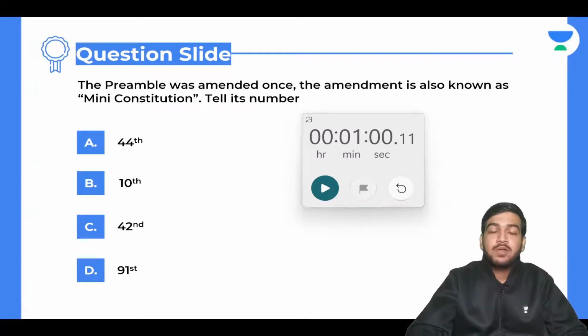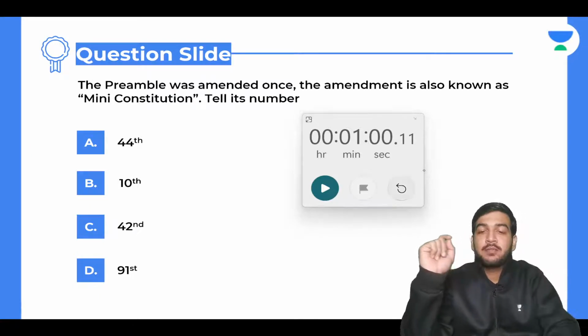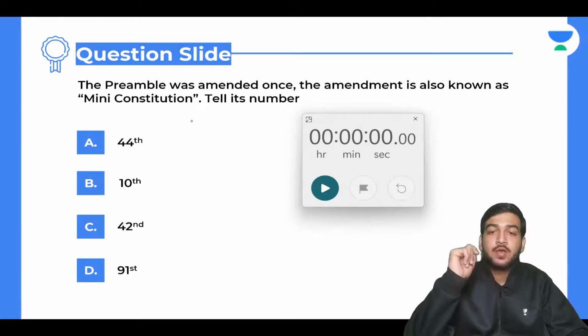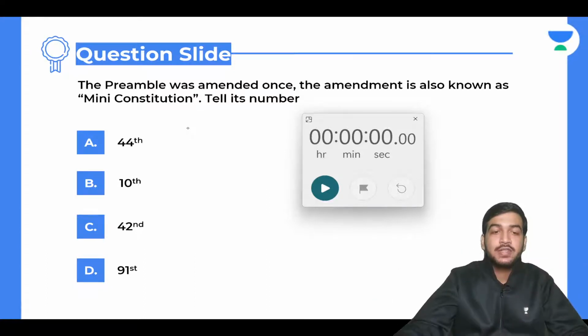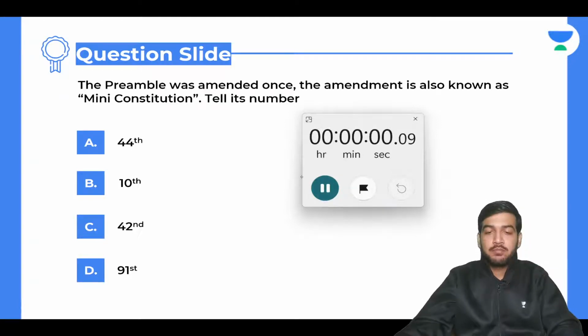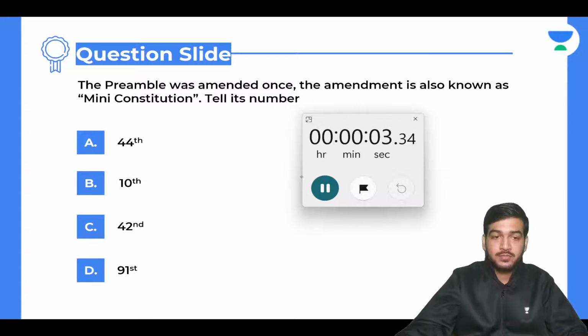Then, the preamble was amended once. In the history of India, our preamble has been amended once. The amendment is also known as a mini constitution. The amendment was so huge that it is called a mini constitution. Tell its number. Which number was that mini constitutional amendment? Was it A, 44th, B, 10th, C, 42nd, or D, 91st Amendment Act? Which one is known as a mini constitution, an amendment to the constitution that was in itself known as a mini constitution?